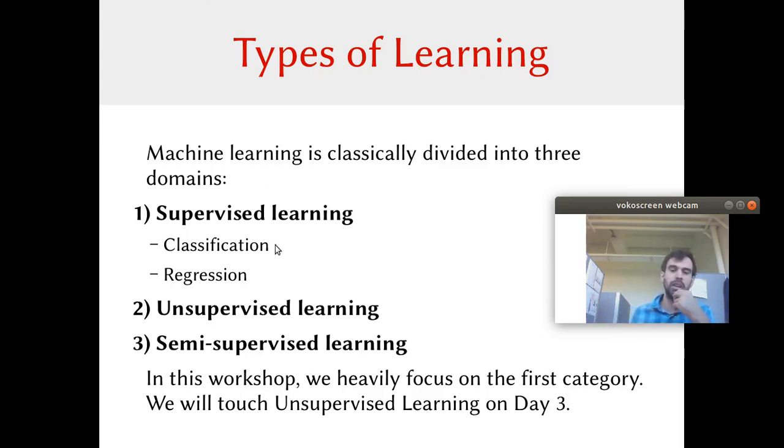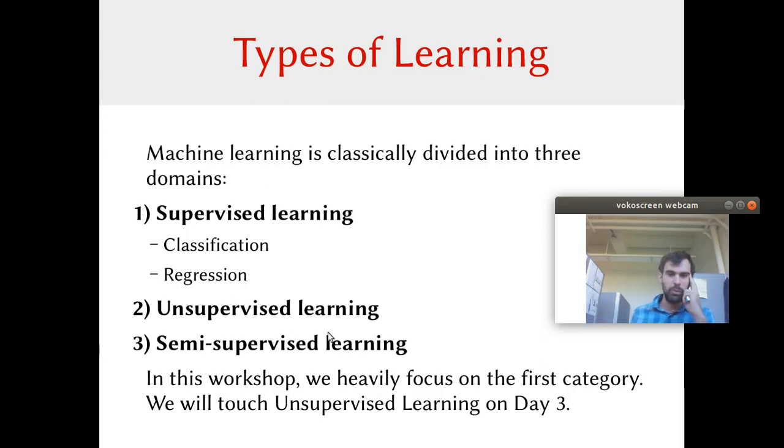There are two possible kinds of supervised learning algorithm: classification and regression. I will talk in more detail about those in the following slides.